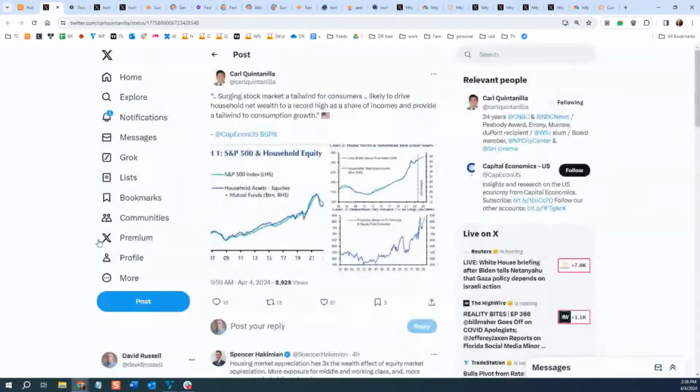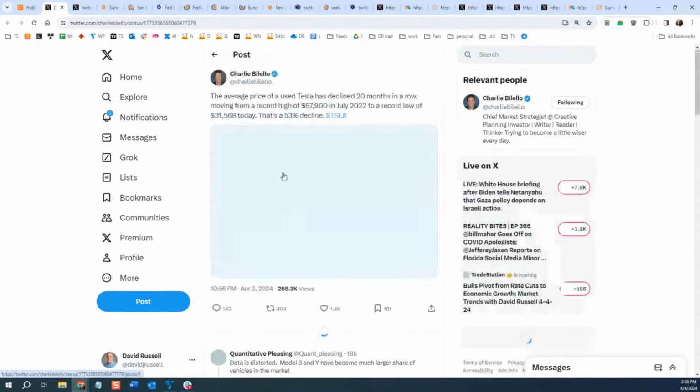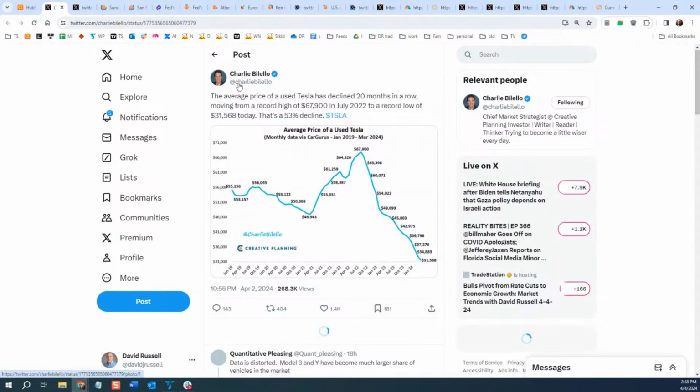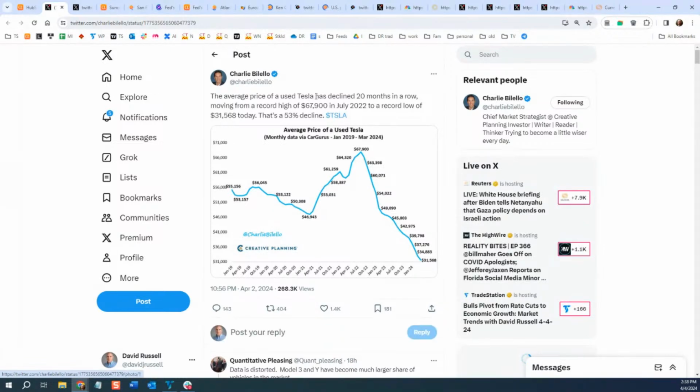Now, let's see. We talked about this one, Tesla. All right. This is an interesting one with the guy, Charlie Bello, I follow sometimes. Look at the average price of a used Tesla from 69 or 68K to 31K. Pretty amazing, this one. This is something that Charlie Bello put out back on April 2nd. So this is the used Tesla prices.